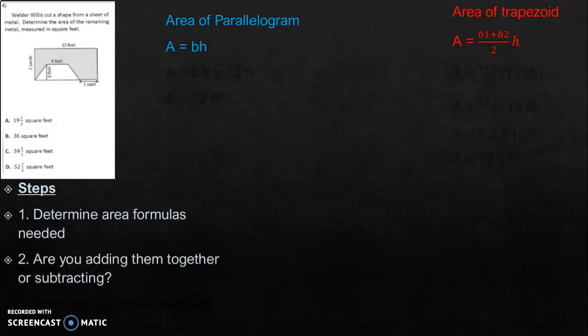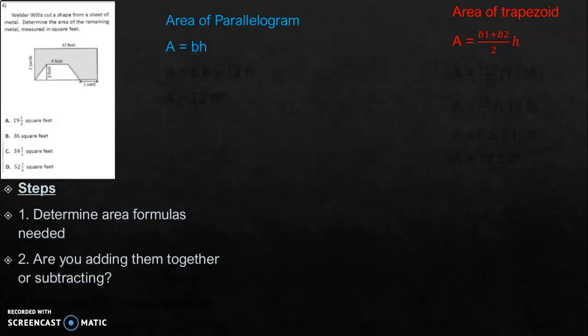So my next step is now I have to determine, am I adding them together? Am I subtracting them? What do you think, right? So it says here that he cut a shape from the sheet. So he has a whole sheet, which is the rectangle, and he cuts a smaller piece from it. So he's subtracting, he's taking it away, right?